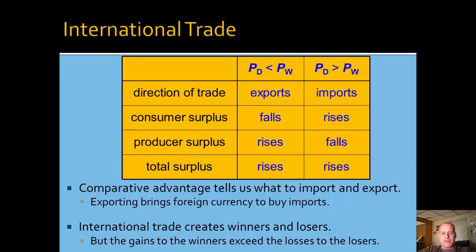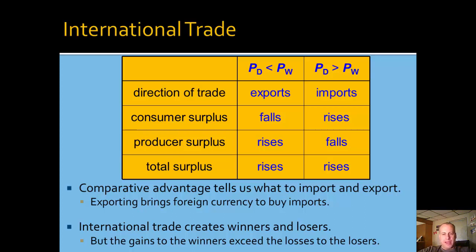Now, comparative advantage in looking at how well we can produce a good relative to the world price will tell us what to import and export. And our exports will generate foreign currency, which we can then use to buy imports. And the combination of exports and imports will allow us to move beyond our individual production possibilities frontier. This international trade will create winners and losers.